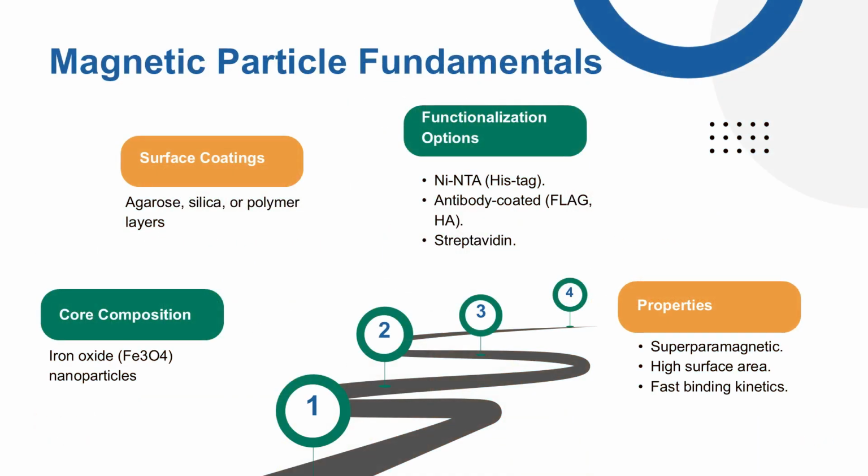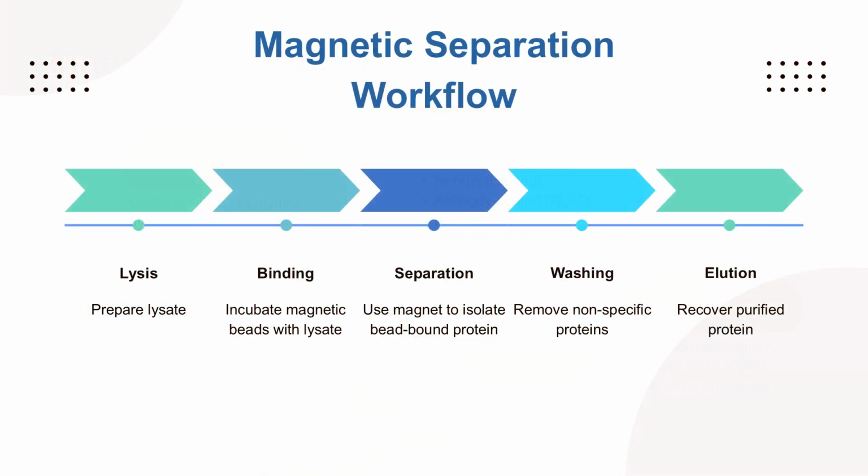Magnetic particles, often composed of iron oxide cores coated with polymers or agarose, offer superparamagnetic properties. They can be functionalized with various ligands like nickel nitrilotriacetic acid, antibodies, or Streptactin. Their small size and large surface area enable fast and efficient protein capture, making them ideal for both small-scale and automated applications.